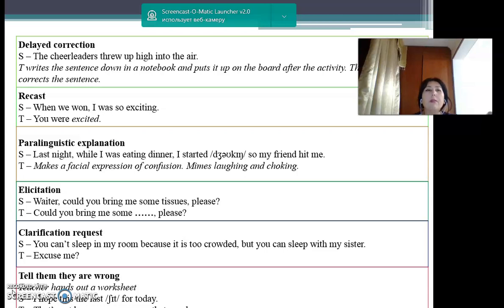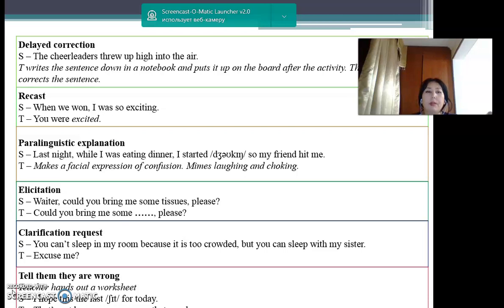The next, recast. Student: When we won, I was so exciting. Teacher: You were excited. Paralinguistic explanation. Student: Last night, while I was eating dinner, I started joking, so my friend hit me. Teacher makes a facial expression of confusion, mimes laughing and choking.